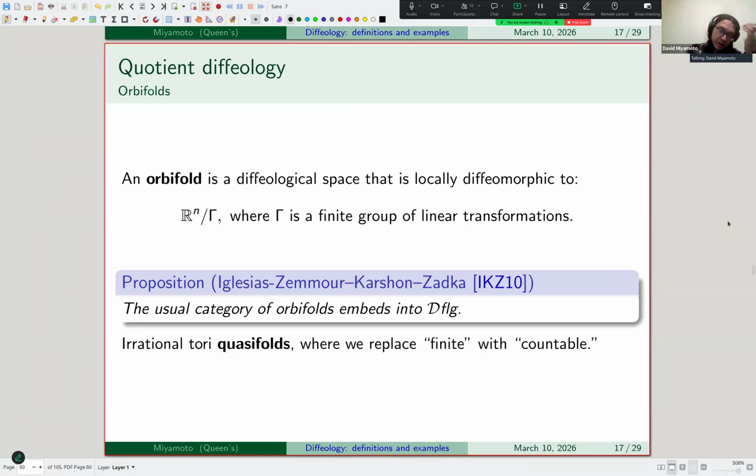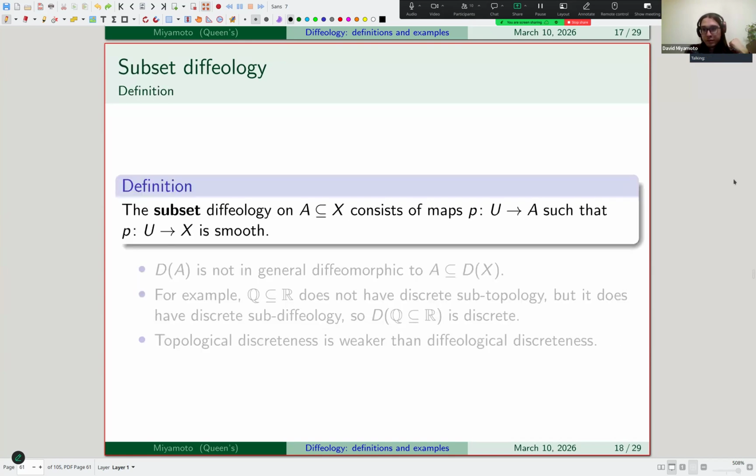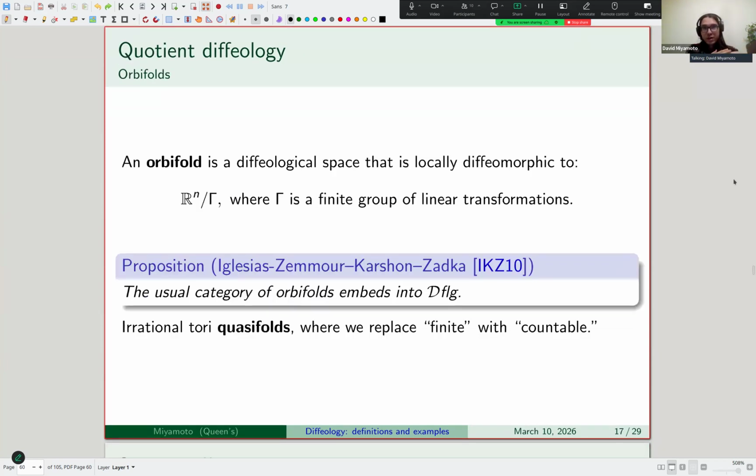These quotients, by the way, these irrational tori, can be called quasifolds, where if you just replace the word finite with countable here, you get what's called a quasifold. And these also embed in diffeology. I mean, these are actually maybe easier to define without any other structure, just as diffeological spaces. Okay, so this is what I wanted to say about quotients. So we saw that every quotient space has a diffeology. I told you what it is. And the irrational tori and cone orbifolds are good examples.